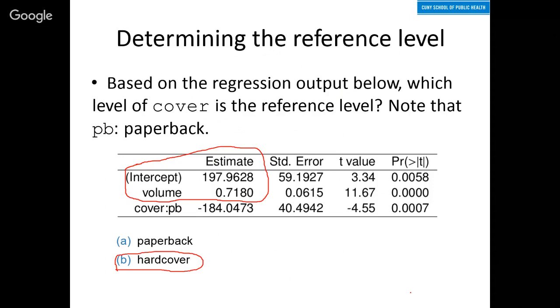And you can tell what your reference group is in your regression output by the one that is missing coefficients. The fact that there's no hardcover coefficient in here tells me that hardcover is the reference group. And if you have 5 different categories, like race or ethnicity, the one that doesn't have a coefficient is your reference category. You'll see coefficients for all the others.